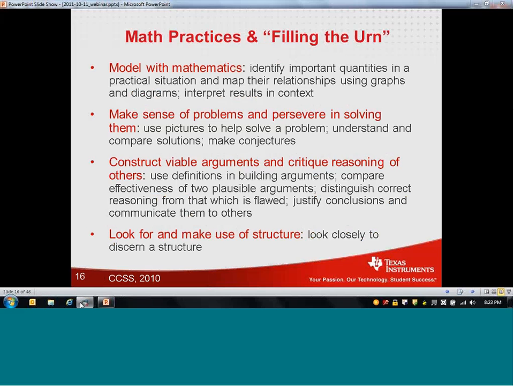Think about that shape. So, the math practices and the filling the urn task, I won't read through these, but you can see there's ample opportunity with a task like this to give students experience with these math practices.